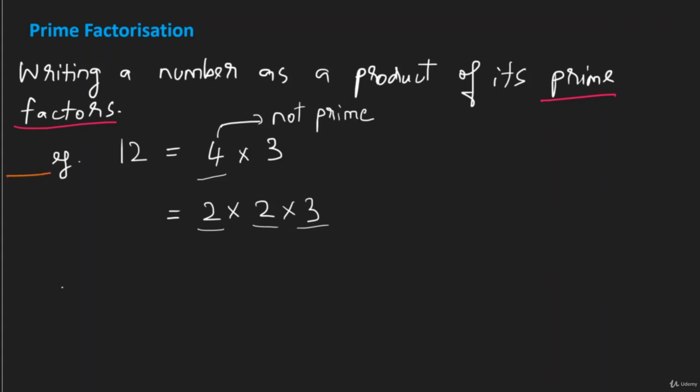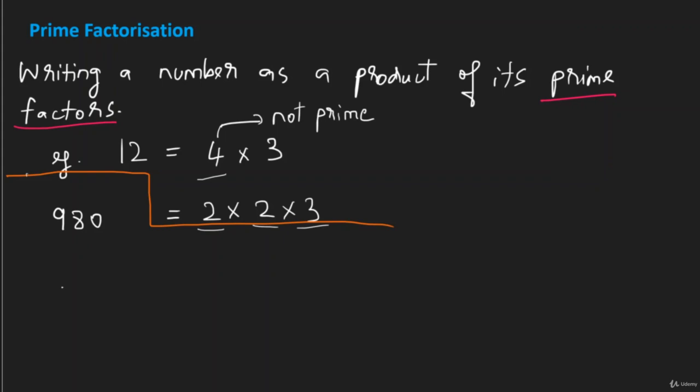Now, let's try to prime factorize 980. Alright, so basically we have to write 980 as the product of prime numbers. That's what we are trying to do over here, right? Now let's try to take note of a method which we will be using to accomplish this.